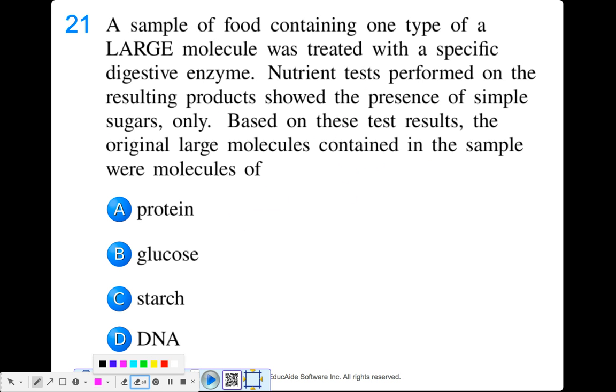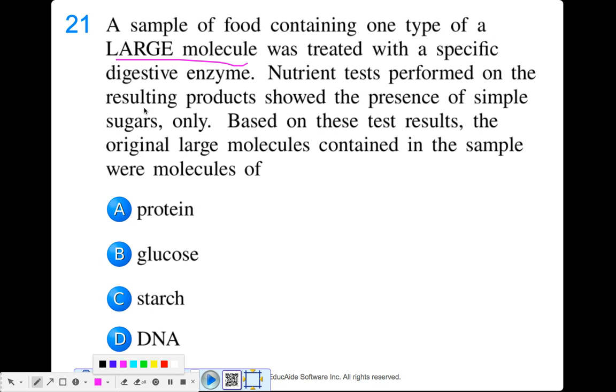Number 21. This is kind of like I was just talking about, a sample of food with one particular large molecule. Immediately I'm thinking, okay, it's either protein, carbohydrates, like starch, fats, or nucleic acids. Was treated with a digestive enzyme. Nutrient tests performed on the resulting product showed the presence of simple sugars. What were the original large molecules made of?